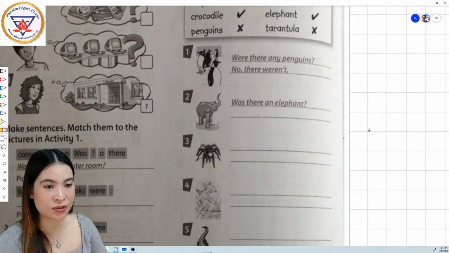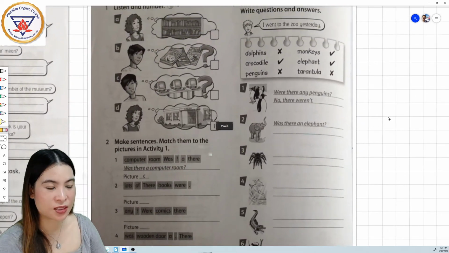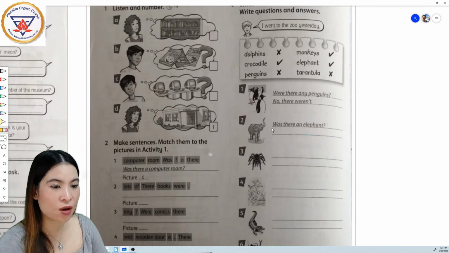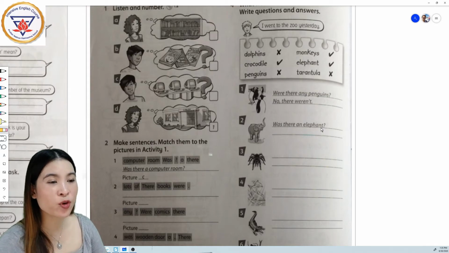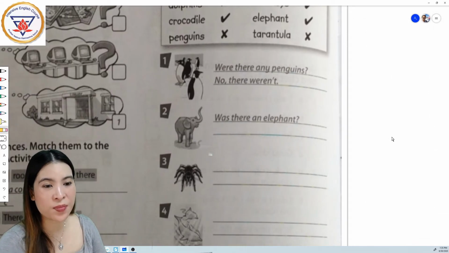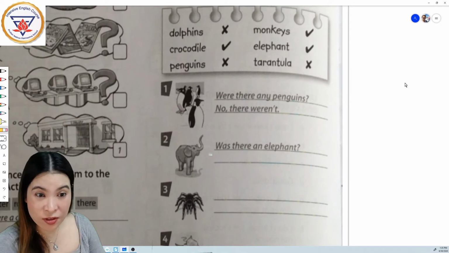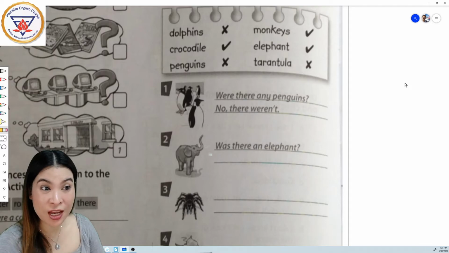Now, picture 2, the picture of an elephant, and you're asking, was there an elephant? You have to ask, was there an elephant, because in the picture there's only one elephant that appears. So that's why it has to be singular. You see the tick here. So what is the answer? The answer should be yes, there was.